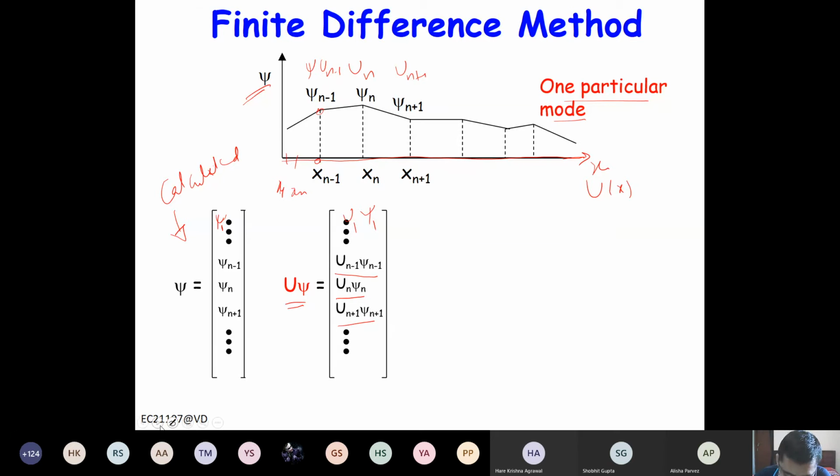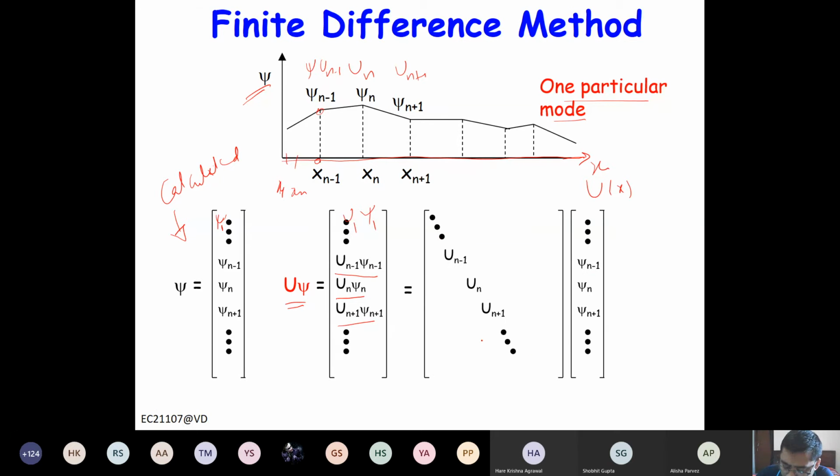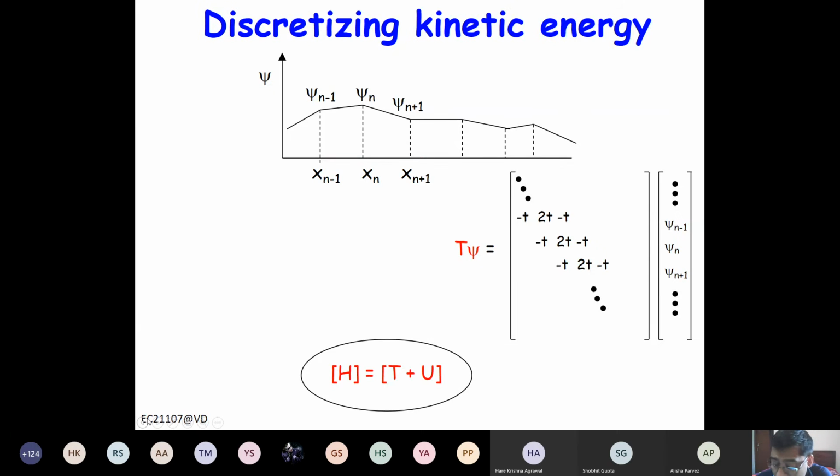And this can be written as a diagonal matrix U times the vector psi. So if you multiply, you will get U psi. So this is one term in your Schrodinger equation, U psi. So U psi is sigma U n psi n, which can be represented in the matrix form like this. Okay. What about the second one?